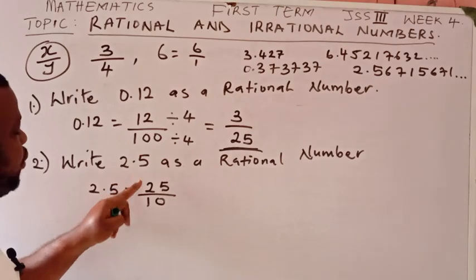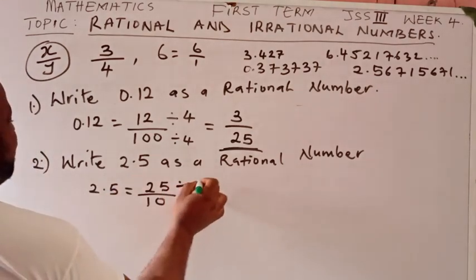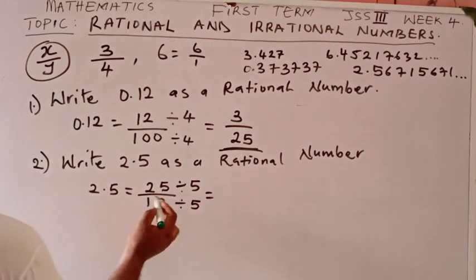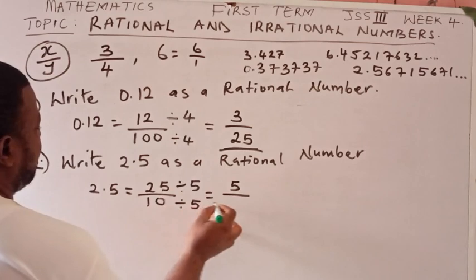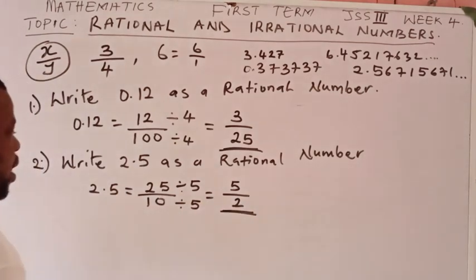The number that can divide the numerator and denominator without a remainder is 5. So we divide this by 5, you divide this by 5. Our answer will be 25 divided by 5 is 5, and 10 divided by 5 is 2. Nothing can divide. So that's our answer.